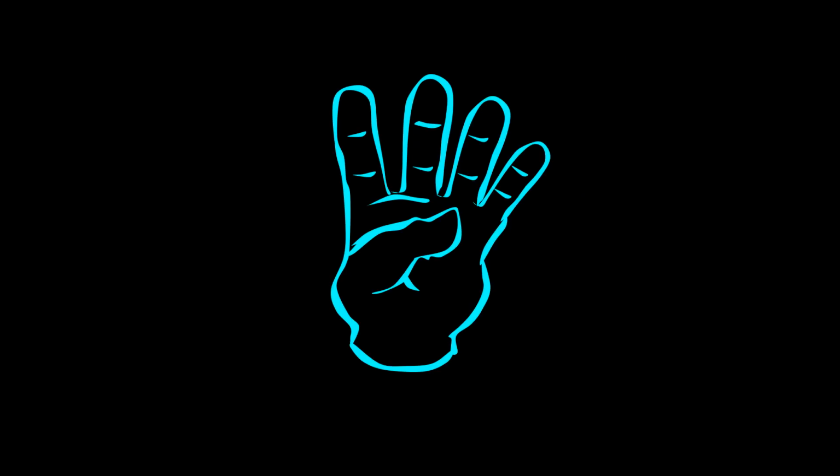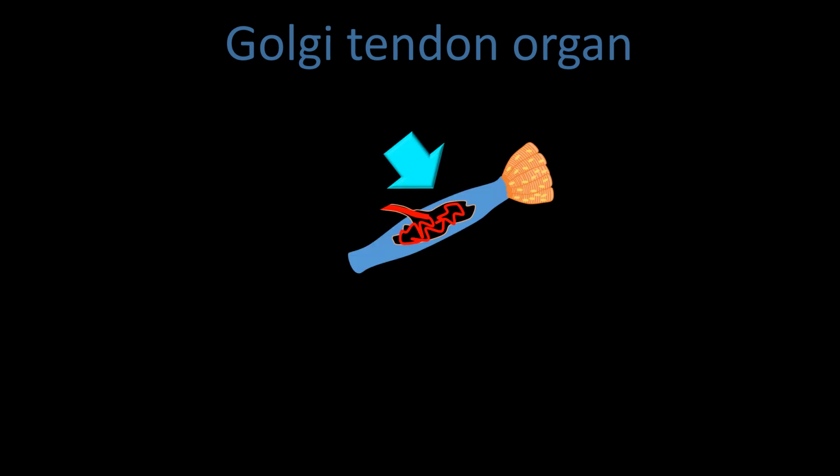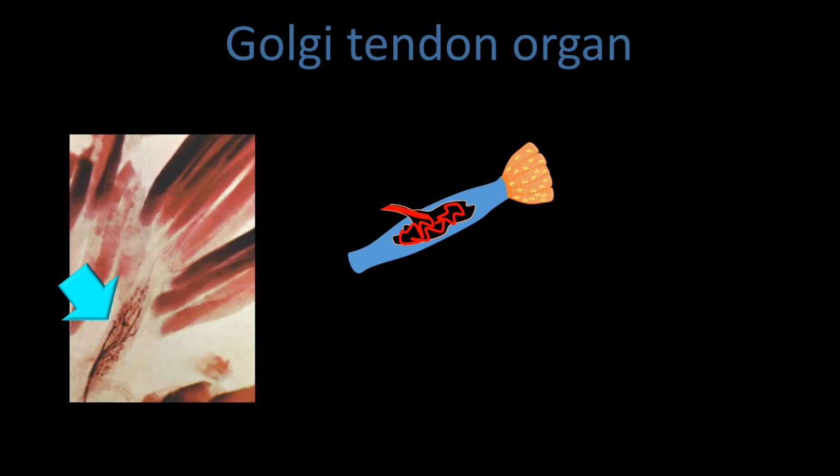I will mention 4 types of receptors that are found in joints and tendons. The first one, and most unique joint receptor, is the Golgi tendon organ. Here illustrated. It is an encapsulated structure placed in series with the tendon on one end and the muscle at the other end. You can see this arrangement in this histological specimen. The arrow points to the Golgi tendon organ.